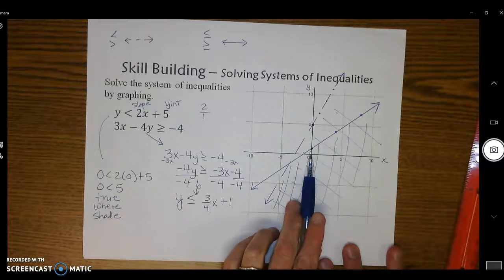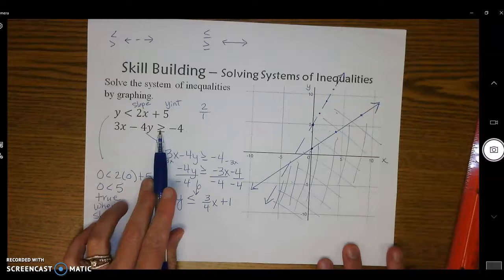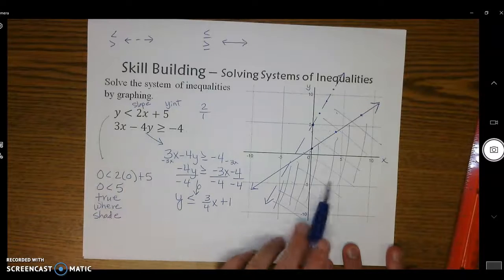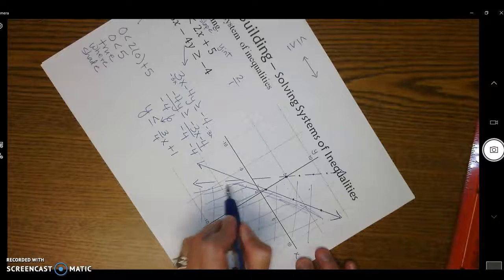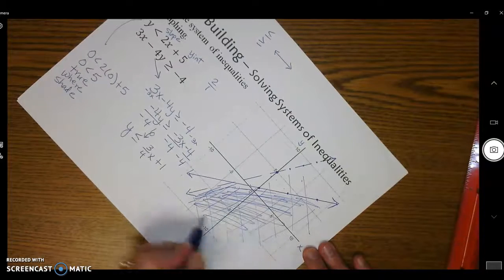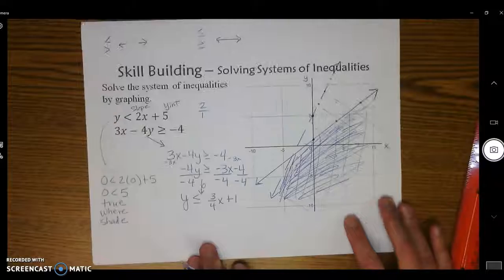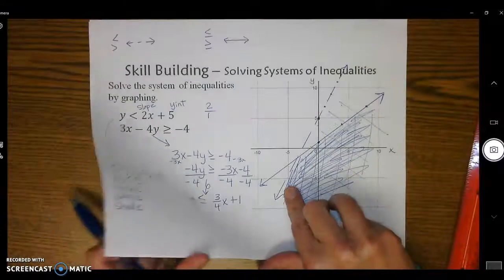And again, if I check 0, 0, 0 minus 0 is 0. Is 0 bigger than -4? Yes, it is. Okay, so my actual answer then is all of this stuff staying underneath that line and also under this line right here. Any point in this shaded area will work in both of these equations. All right, let's try one more.